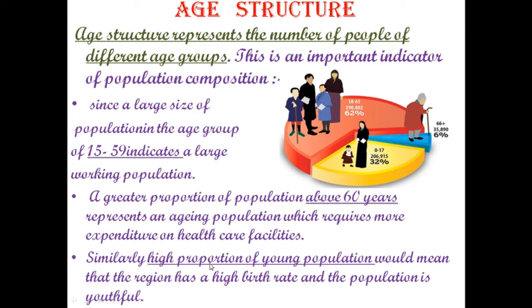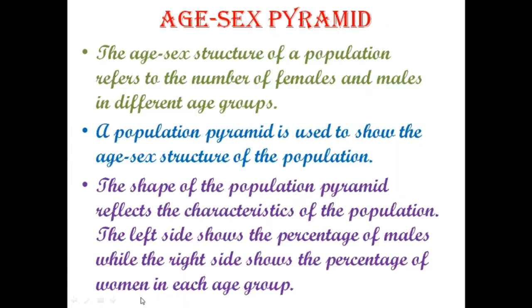Similarly, a high proportion of young population would mean that the region has high birth rate. Young population means under the age of 15. It is possible only when there is high birth rate and population is youthful.